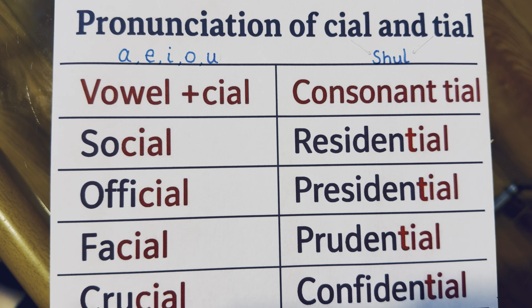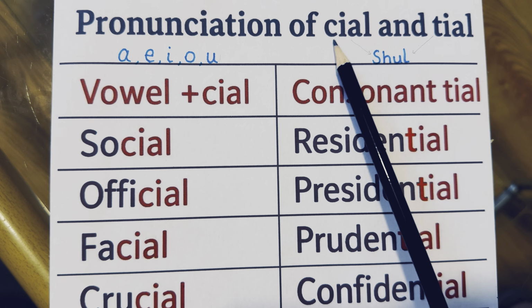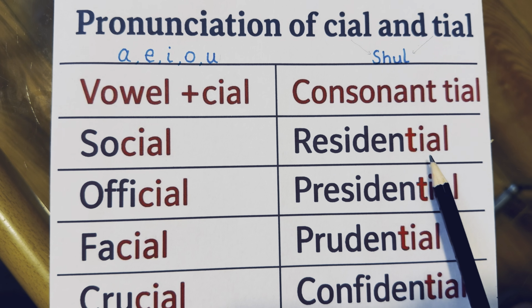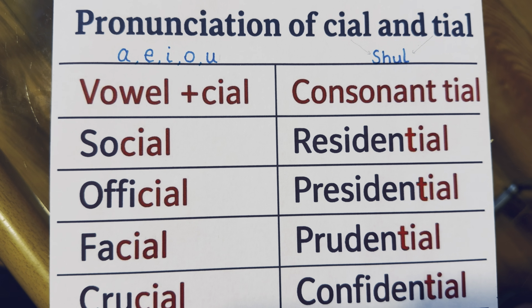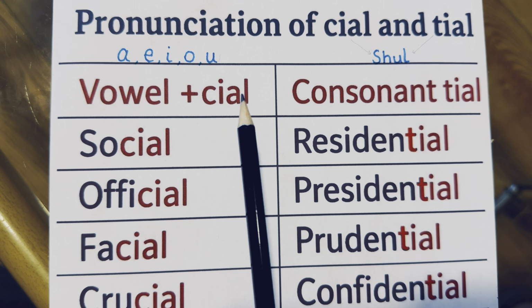But the question is, if they both have shall sound, when should we write CIAL or TIAL in a word when we hear shall sound? First, let's learn when should we write CIAL in a word when we hear shall sound.